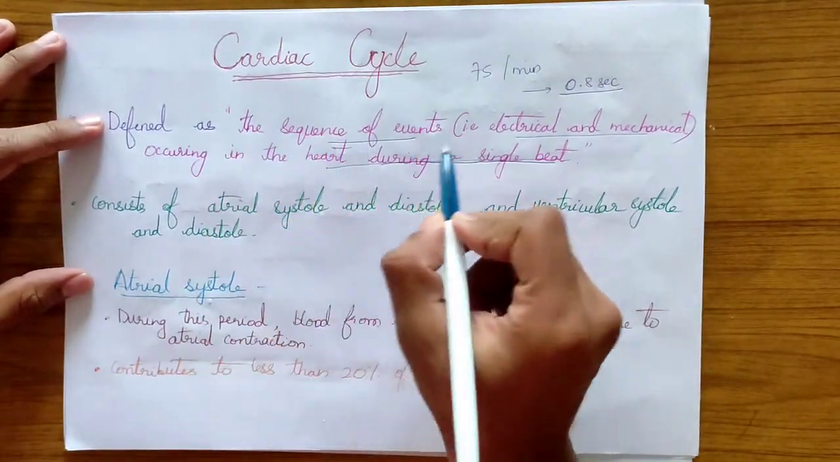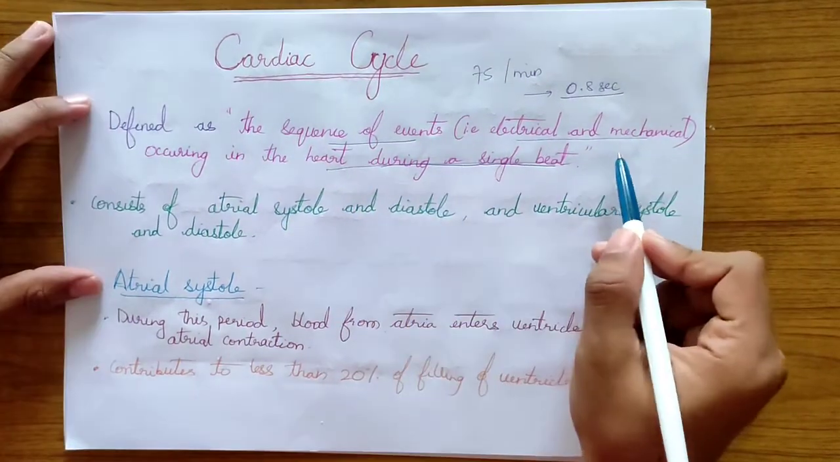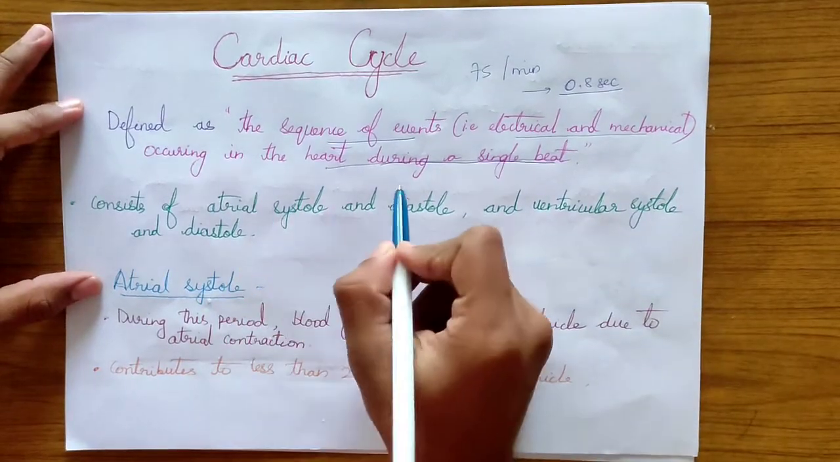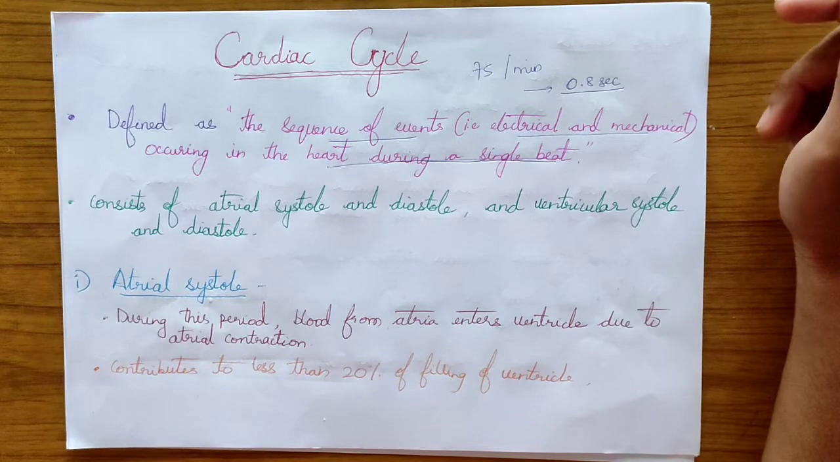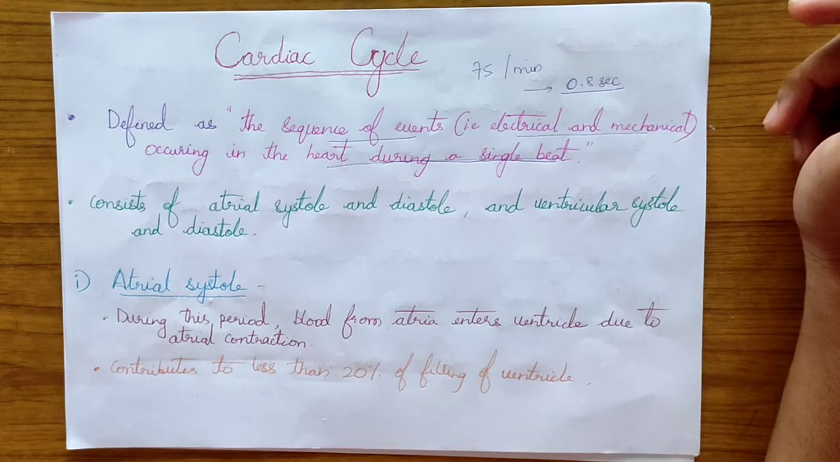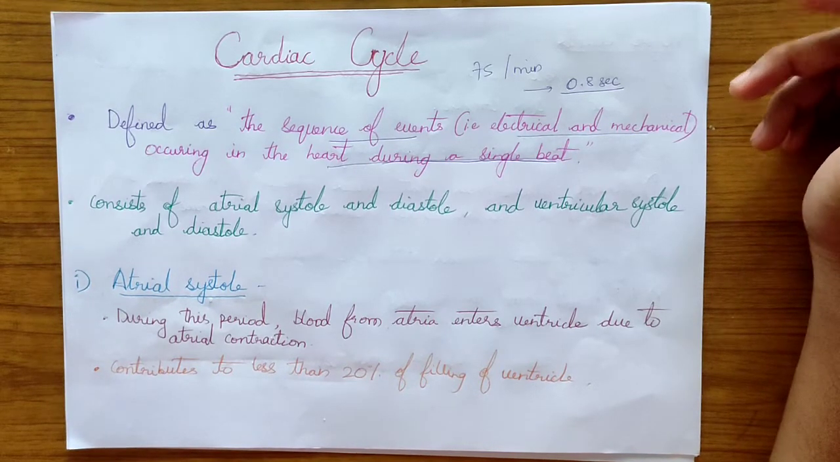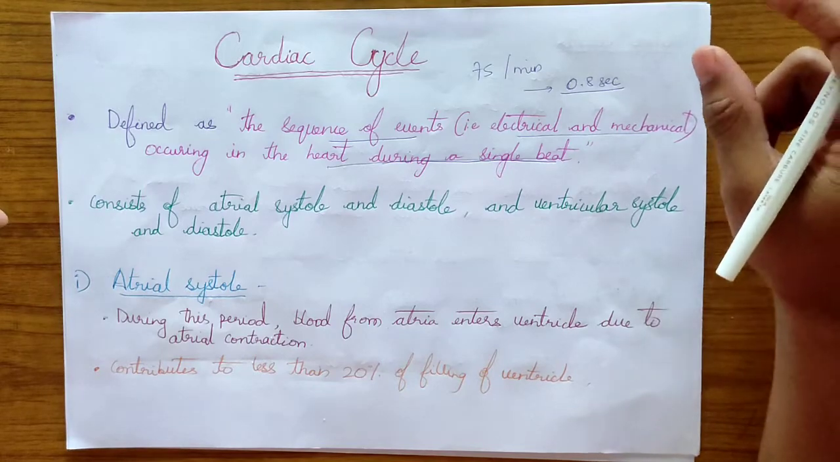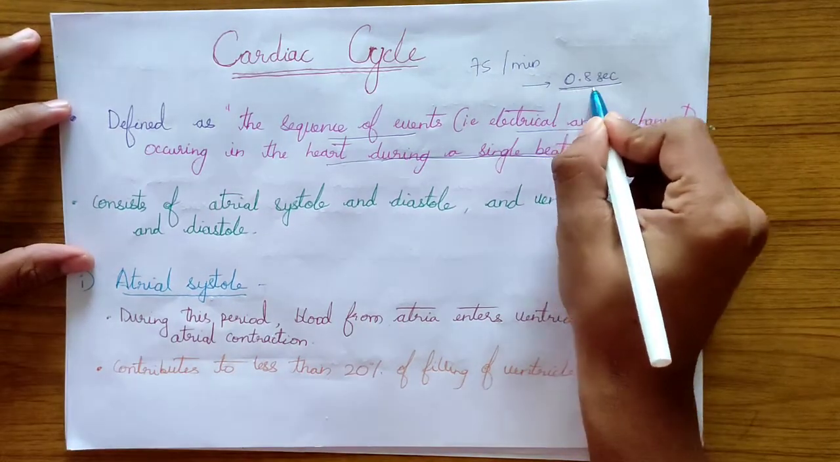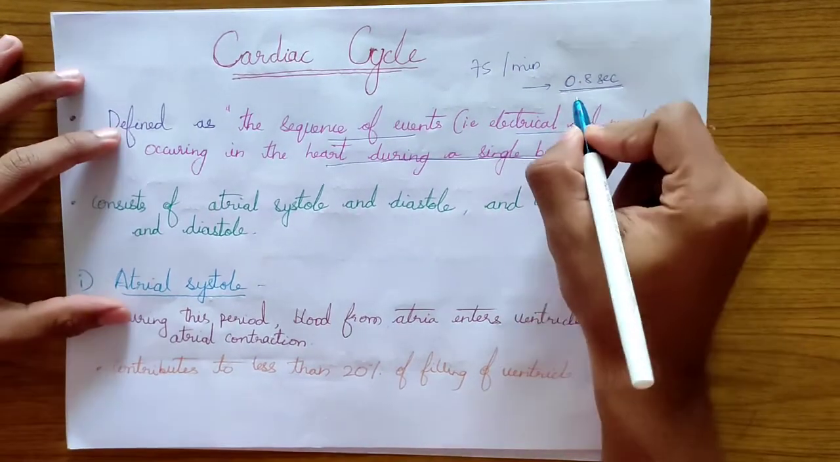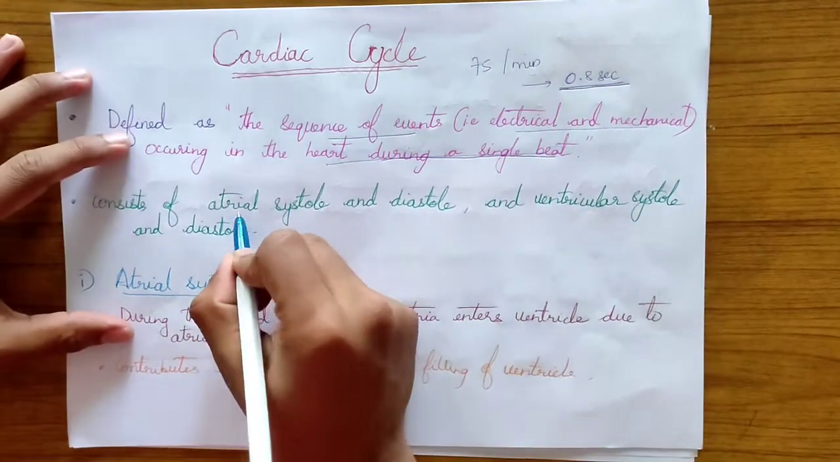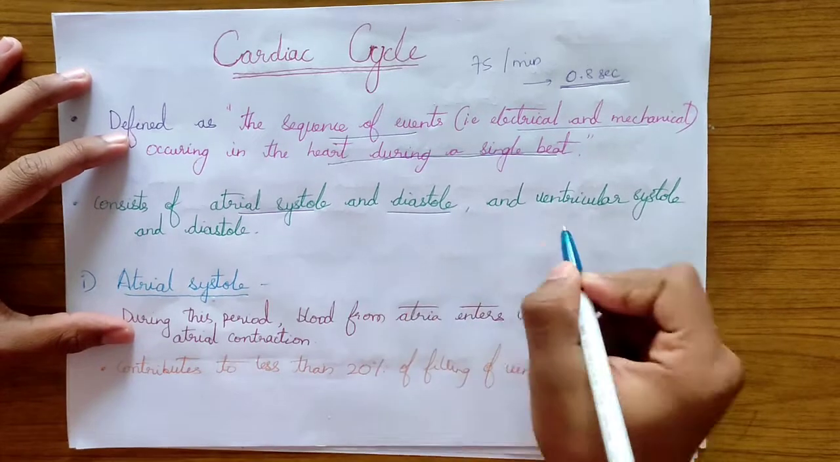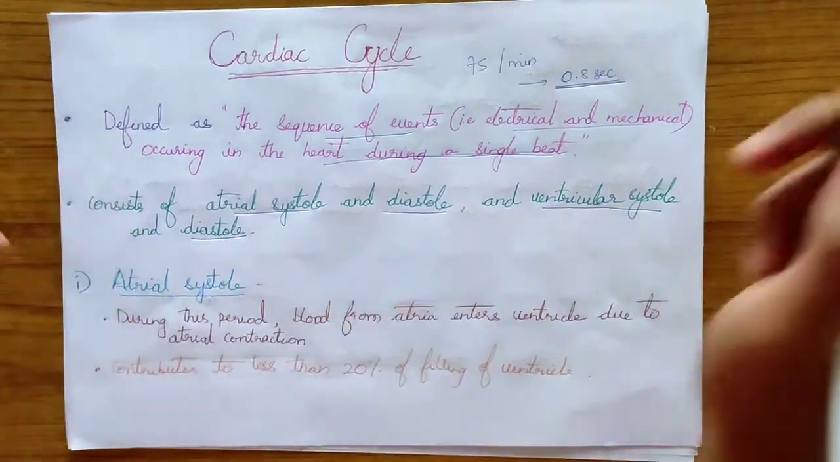It is defined as the sequence of events, that is electrical and mechanical events, occurring in the heart during a single beat. So the heart normally beats 75 times per minute. So how many seconds will a beat be? It will be 0.8 second. So a cardiac cycle takes place for 0.8 second. This cardiac cycle consists of atrial systole and diastole and ventricle systole and diastole.